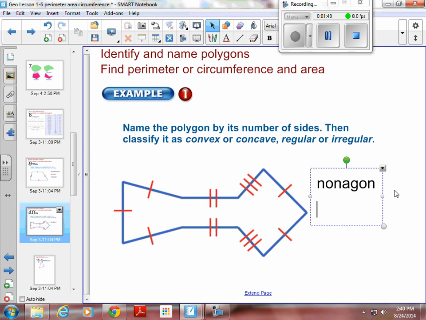Is it convex or concave? Well, this definitely comes back in towards the shape. It makes a cave right here. This is a little cave, and here's another cave. So this is concave.